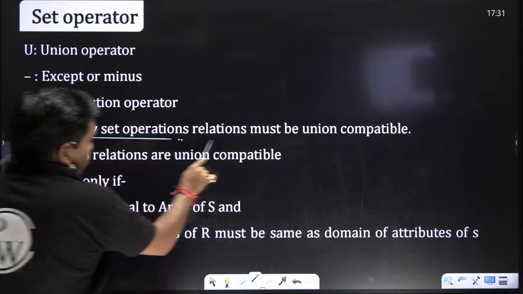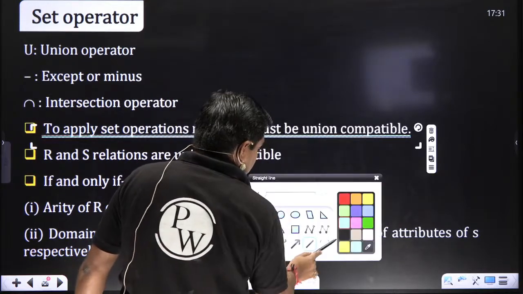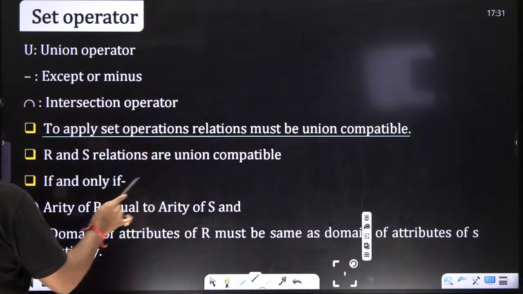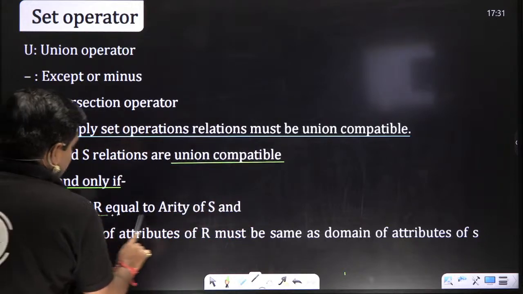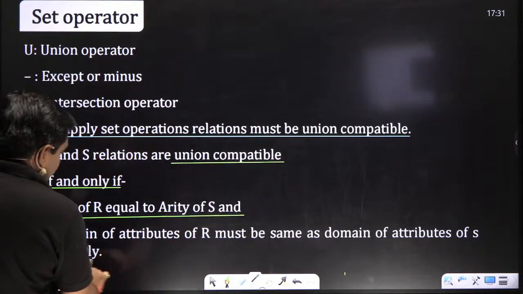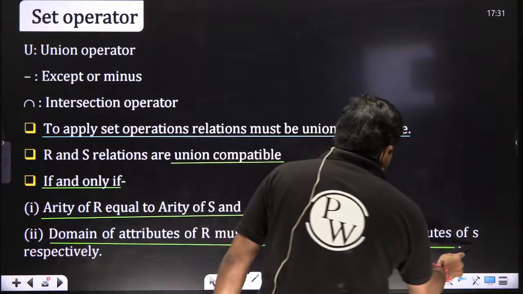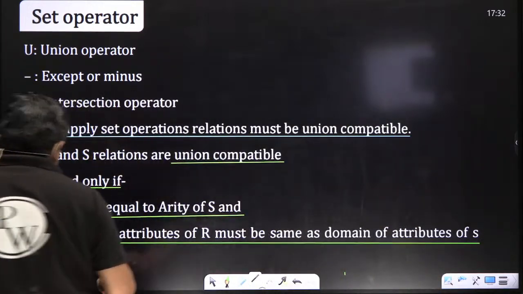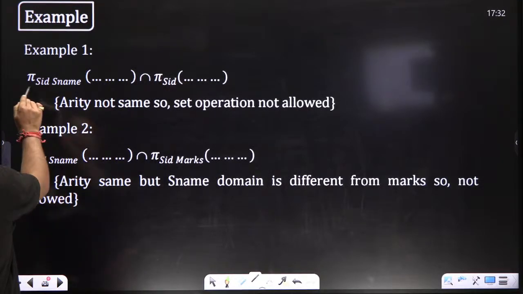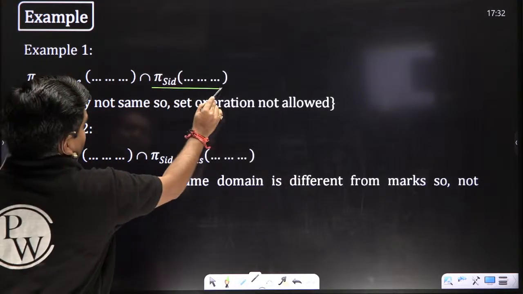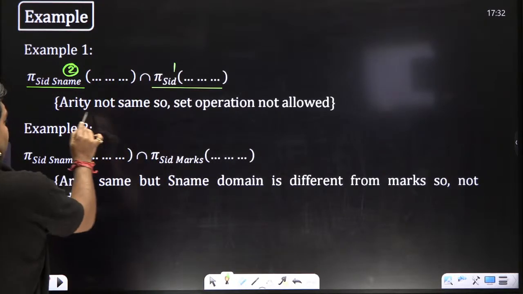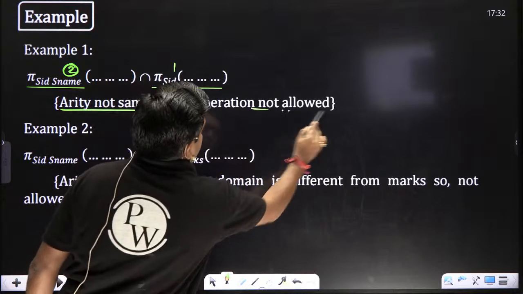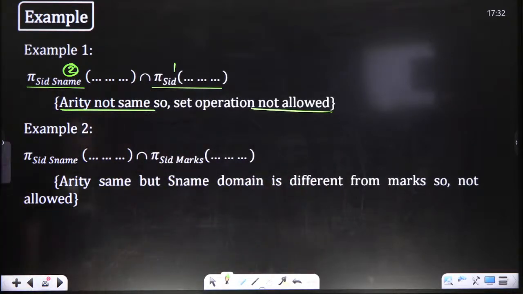Clear, children? So listen, there are set operators: union, set difference and intersection. To apply set operators, they must be compatible. R and S must be union compatible if and only if, first point, arity of R equals arity of S, second, domain of R is similar to domain of S. Like here you can see ID and name, here only ID. Here arity is 2, here arity is 1, so not possible. Arity not the same, so set operation not allowed. Write down in the chat box.